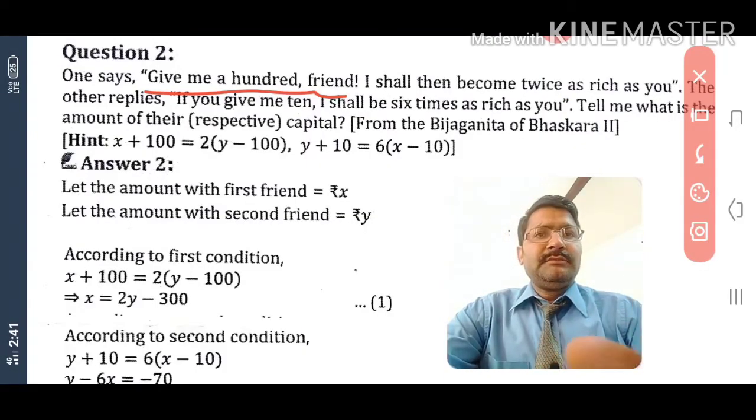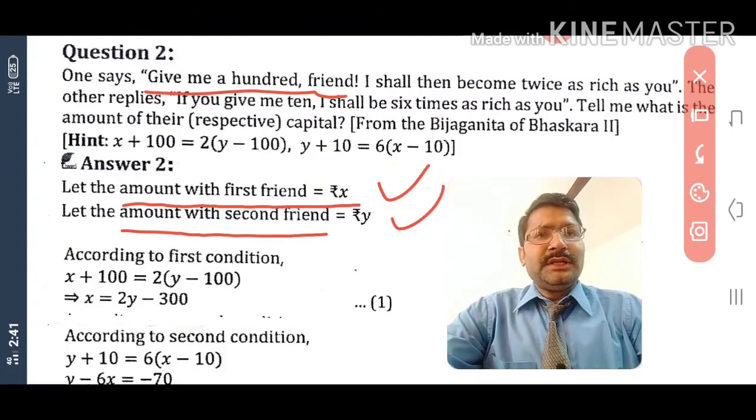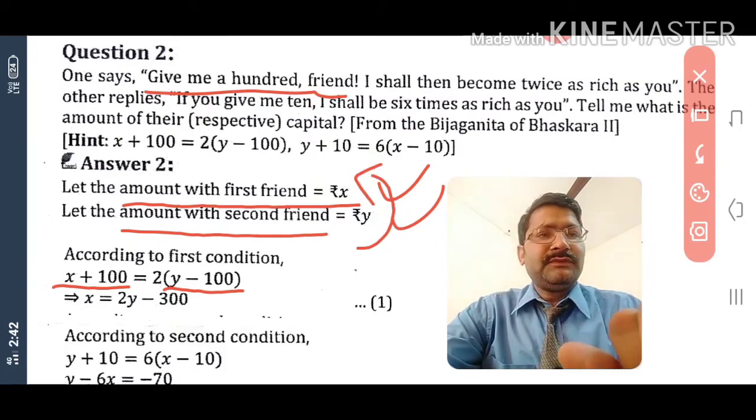Next question: one says, give me 100, friend. So look here, we will suppose the first friend has x rupees and the second friend has y rupees. If the first friend who has x rupees gives 100 rupees to the second friend who has y money, then what will happen? The first friend will have x minus 100 rupees and the second friend will have y plus 100. So the first friend will have 100 rupees less and the second friend will have 100 rupees more.